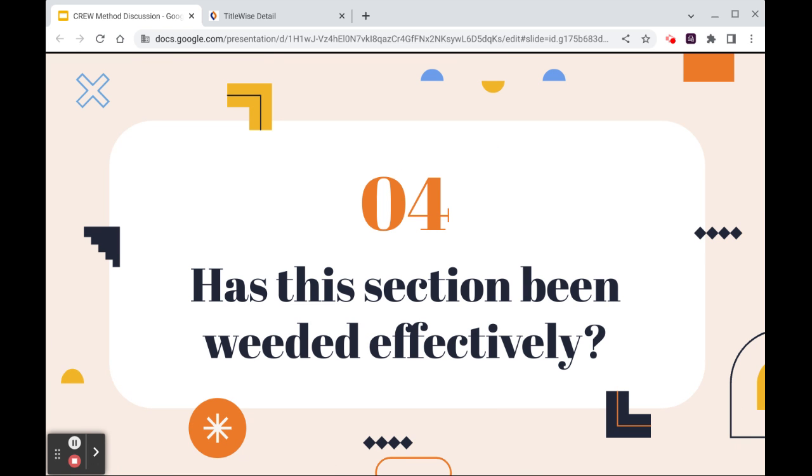So, final question: has this section been weeded effectively? Probably not in a while. I love this project because I am now really interested in talking to my mentor about her weeding process. We haven't had that discussion yet. And so I'm interested to know whether she weeds every year or certain sections in certain years. And so this is definitely going to spark great conversations.